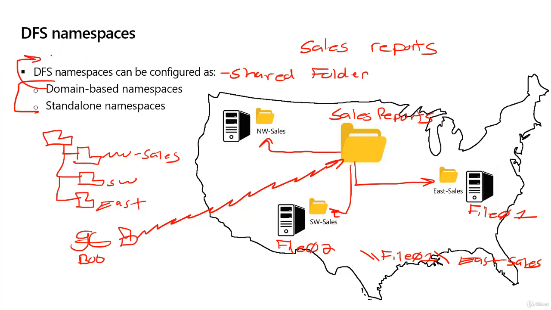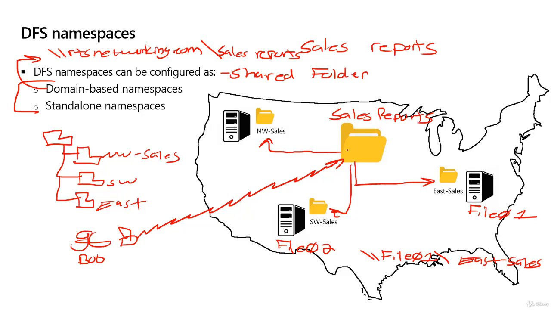So if someone wanted to browse this, they could go to the run box and they could type \\my domain name, rtsnetworking.com\sales reports. If they do that, they would connect directly to this share. They don't have to know the name of the machine or anything like that this is actually created on.